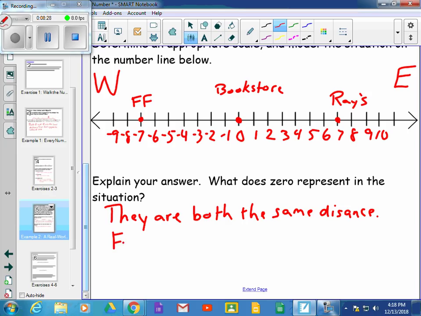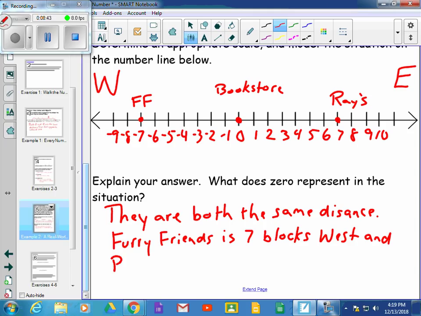Furry Friends is 7 blocks to the west, and Ray's is 7 blocks east. We could say that Ray's and Furry Friends are opposites. They are both the same distance from the bookstore in our problem, and the bookstore was represented as 0.